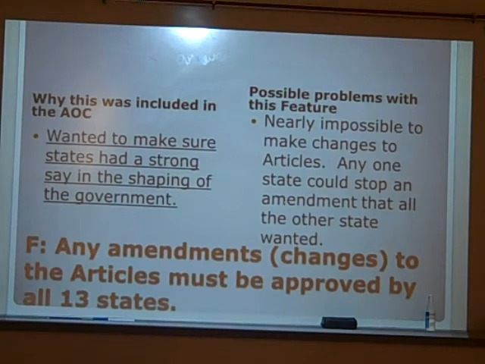Next one, any amendments or changes to the articles must be approved by all 13 states. So let's go back to pretending we're hanging out with our friends. Is it easy to get your friends to agree on much? Usually not. On top of that, now you have to get all of your friends to agree on something to be able to do it. Okay, this was going to be a problem. They wanted to make sure that the states had a strong say in shaping the government. They wanted everybody to kind of work together and be in agreement that this was the best decision. But it's nearly impossible to make changes to the articles. Any one state could say no. And when they said no, it would stop the amendment that 12 other states would have liked. Okay, so that's going to be a big issue here.